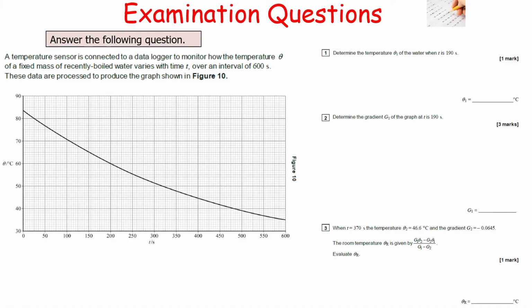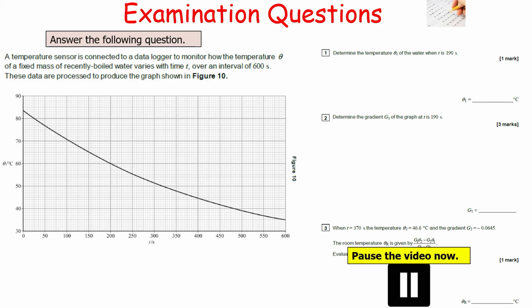AQA A-level physics. The first question says a temperature sensor is connected to a data logger to monitor how the temperature of a fixed mass of recently boiled water varies with time t over an interval of 600 seconds. These data are processed to produce the graph shown in figure 10. Determine the temperature of the water when t is 190 seconds. Determine the gradient G1 of the graph at t is 90 seconds. When t is 370 seconds the temperature is 46.6 degrees Celsius and the gradient G2 is minus 0.0645. Evaluate theta r. So pause the video now, then unpause the video when you want to go through your answer.